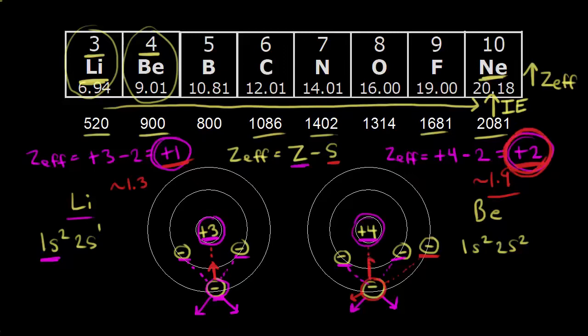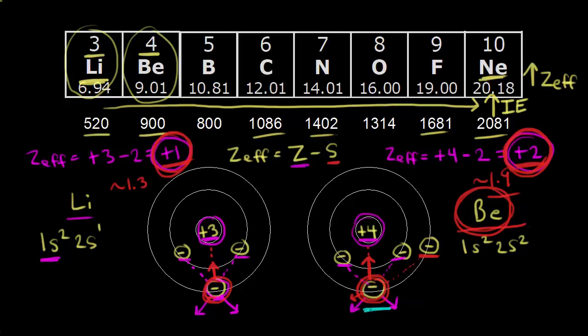There's a greater attractive force on this outer electron for beryllium as compared to this outer electron for lithium. The effective nuclear charge is only plus 1 for this outer electron. And because of this, the beryllium atom is smaller, right? The 2s orbital gets smaller, and the atom itself is smaller. Beryllium is smaller than lithium. So this outer electron here, let me switch colors again.